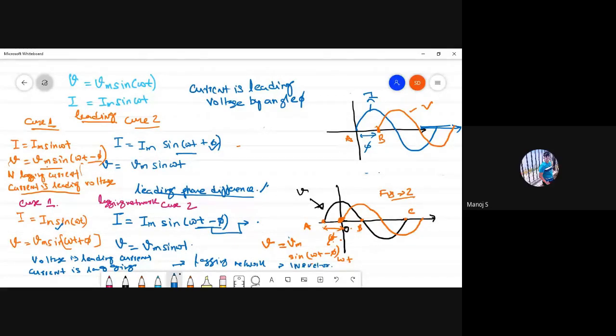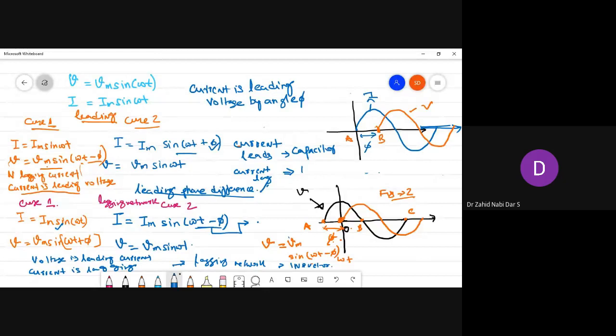Sir, if current lags, then it is an inductor. If current leads, it is a capacitor, sir. Yes, the only important thing is current. If current leads, then it's a capacitor network. For current leading, capacitor, I is equal to Im sine omega t plus phi. For inductor, current lag means inductor, then I is equal to Im sine omega t minus phi.